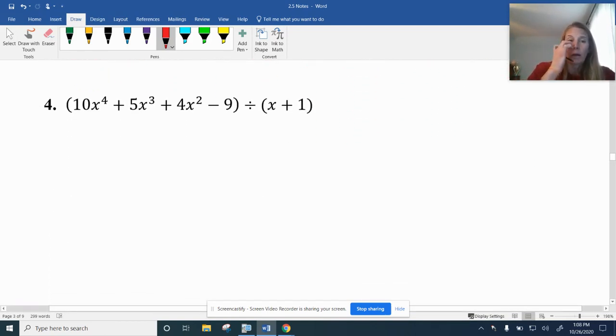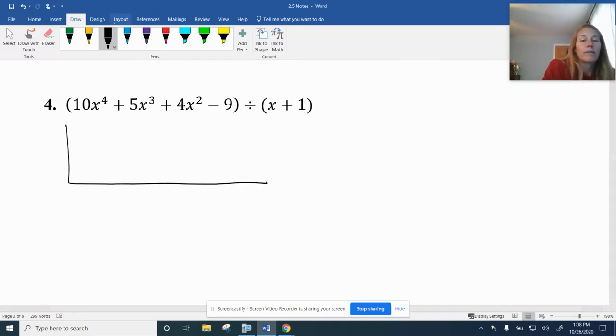All right, number 4. Okay, so again, my divisor is just going to be the -1 there. And this time I am missing the x term, so I'm going to have to put my 0 in that location. So my coefficients are 10, 5, 4. I'm going to put the 0 in for the x, and then -9.